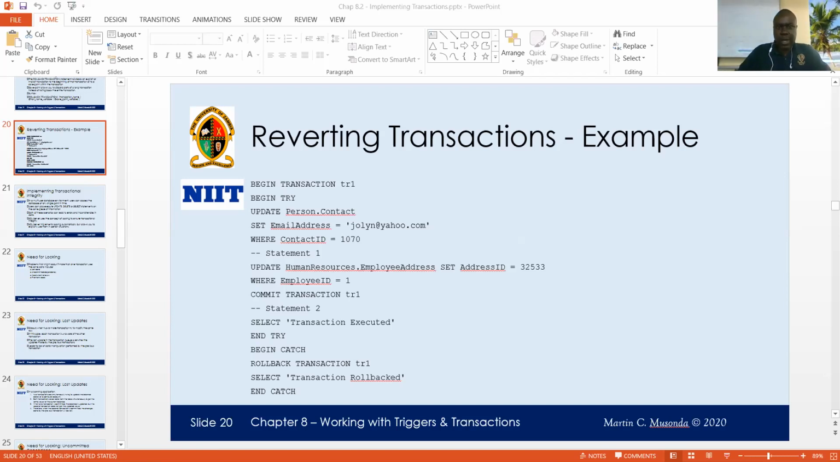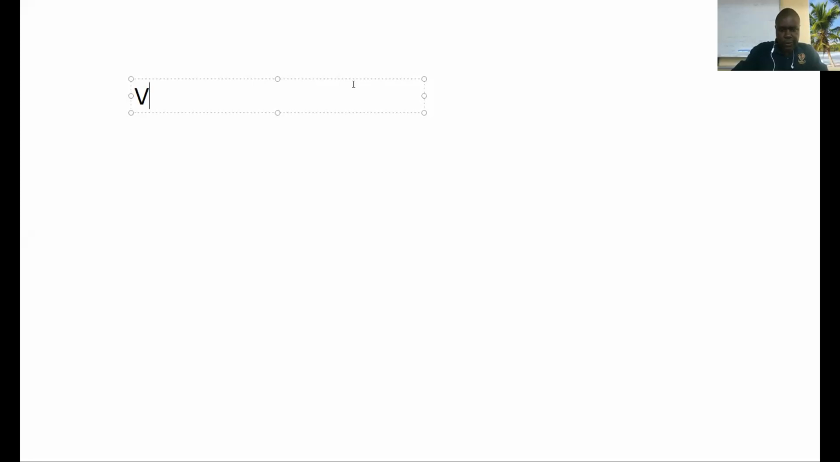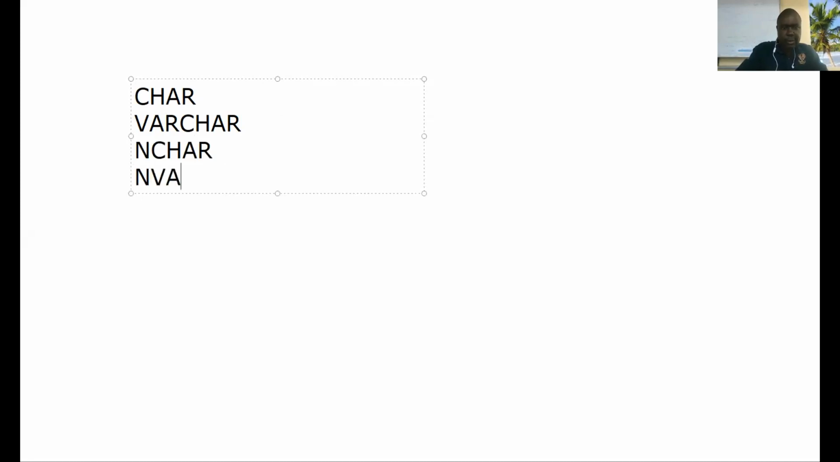I'm sure you recall that for the data types, we do have char and varchar, but we also have nchar and nvarchar. So these include Unicode. These are for Unicode.